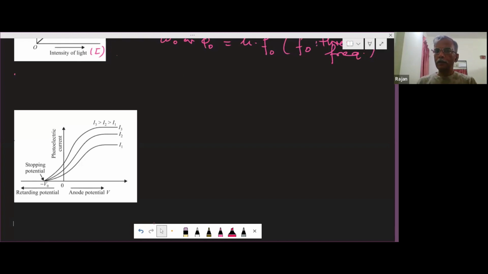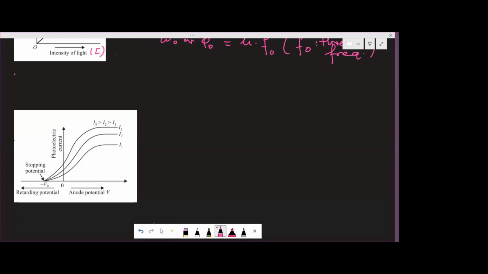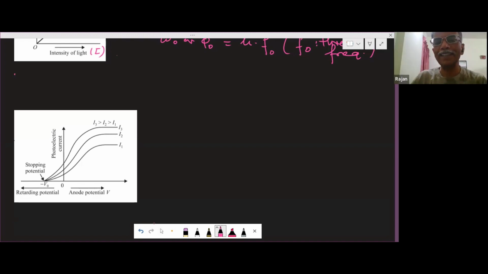Mind it, behind all this story, one thing you will always remember: provided. What is that provided? Tell me. Do you recall? Can you help me? Provided, what should I write? Stopping potential? Yes. No, stopping potential, later on we'll see.